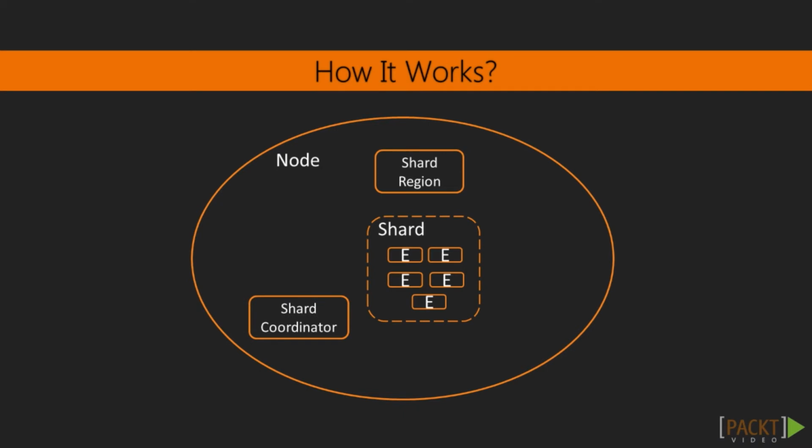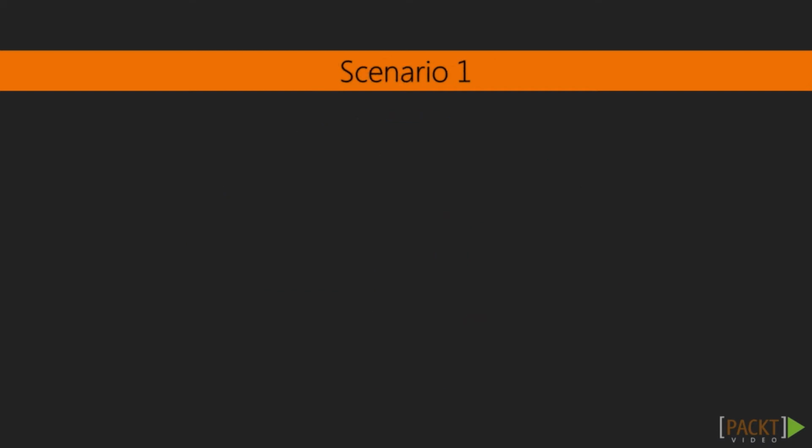A shard coordinator contains the location for every shard in the cluster and is a persistent cluster singleton. The reason it's a cluster singleton is because you want to make the shard allocation decisions atomically, which a cluster singleton can guarantee. Let's introduce 2 scenarios to understand the cluster sharding mechanism.